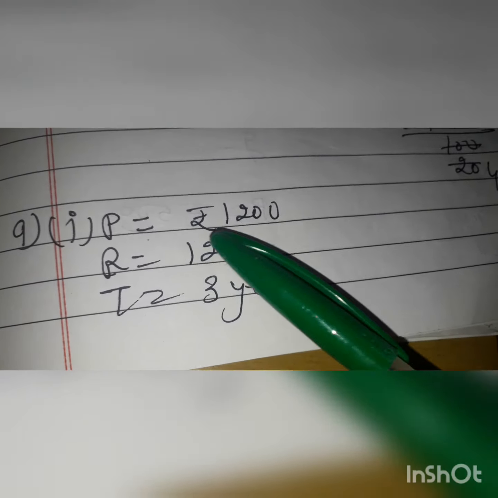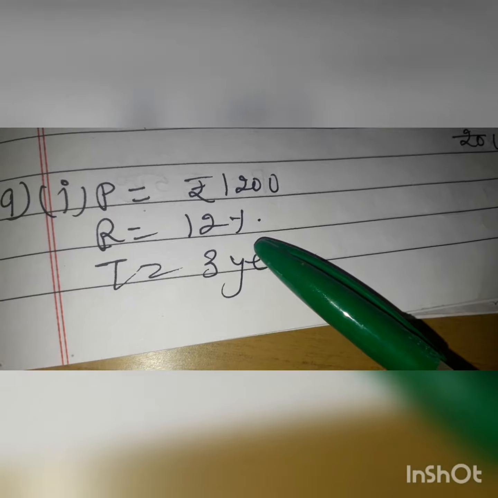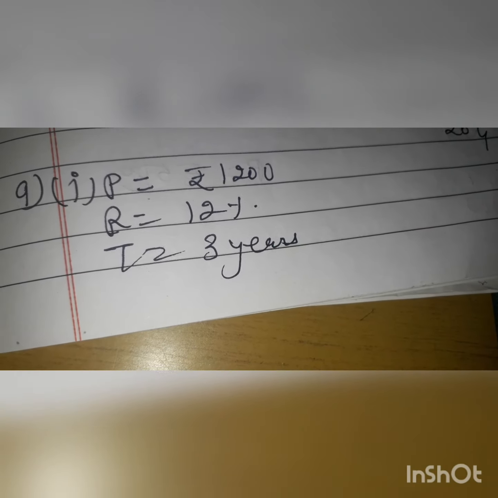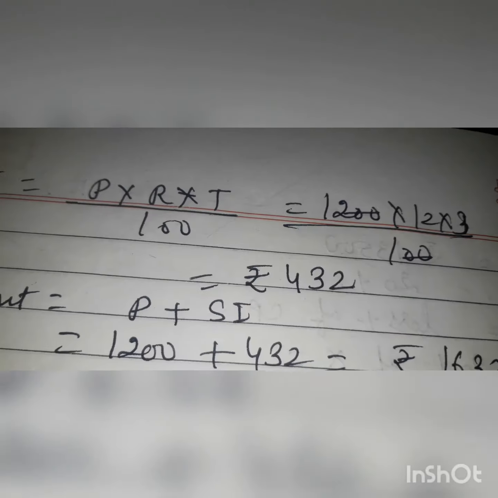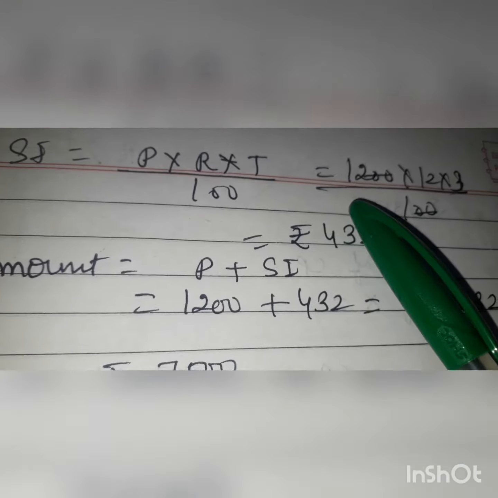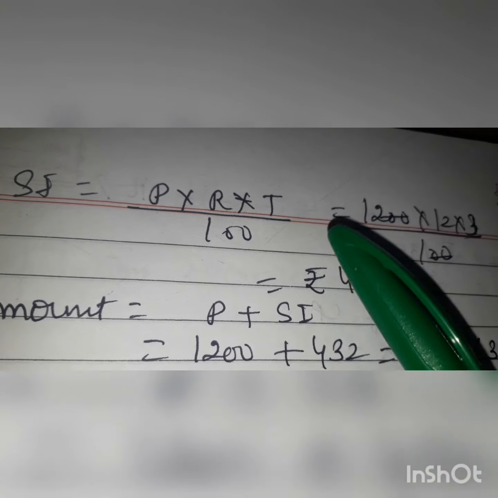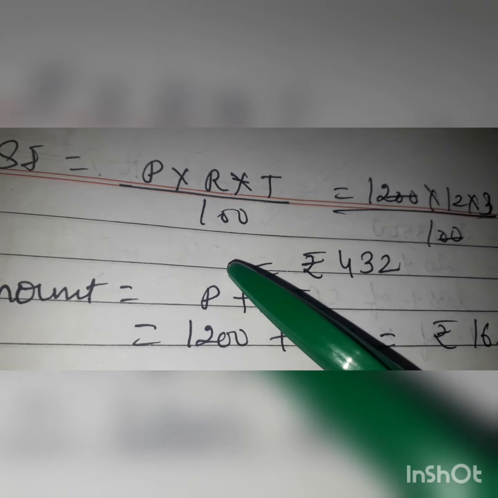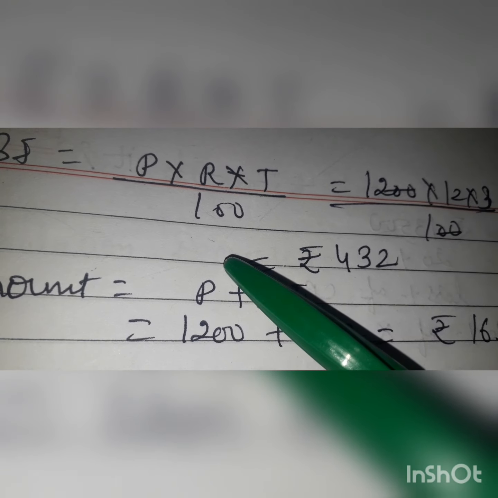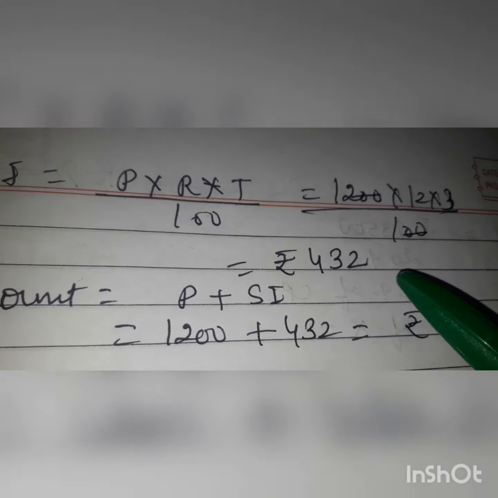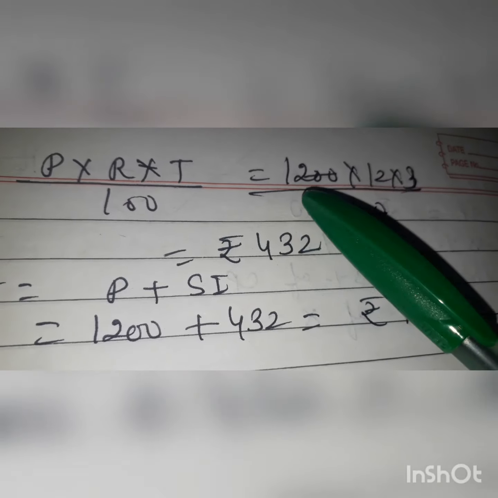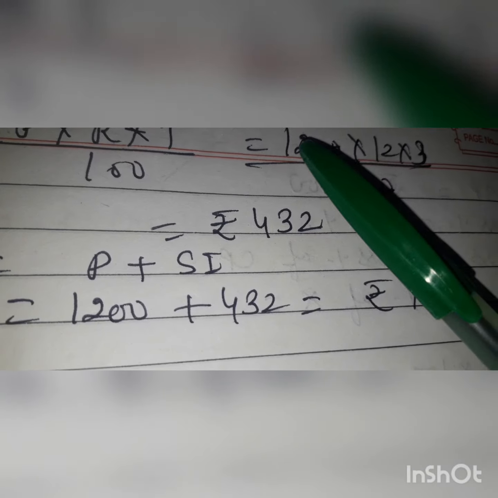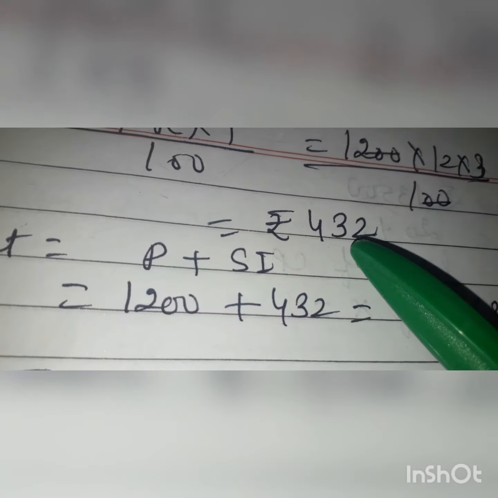In the next question, principal is given rupees 1200, rate of interest is 12% and time is given 3 years. You have to find in this question the simple interest and amount. Let's find simple interest first with the help of the formula: principal multiply by rate of interest multiply by time upon 100. Students, you have to learn all the formulas to understand this exercise clearly. So I will put principal 1200, rate of interest 12, time 3 years upon 100. Then I will cut 2 zeros by 2 zeros and I will get 432.